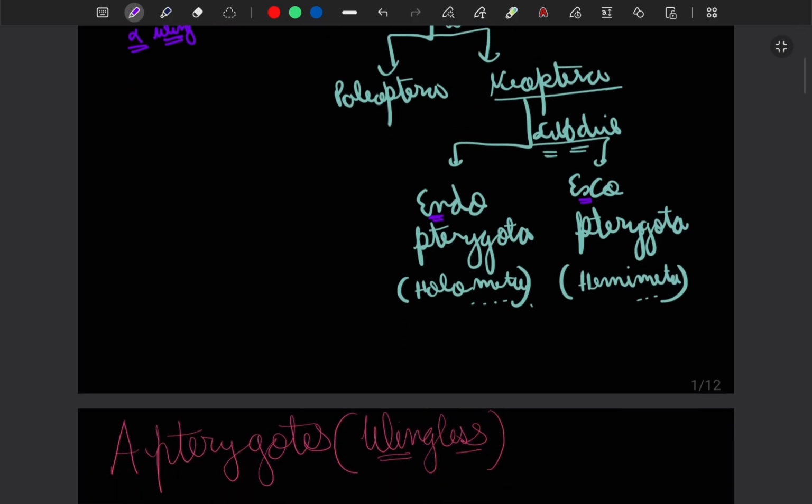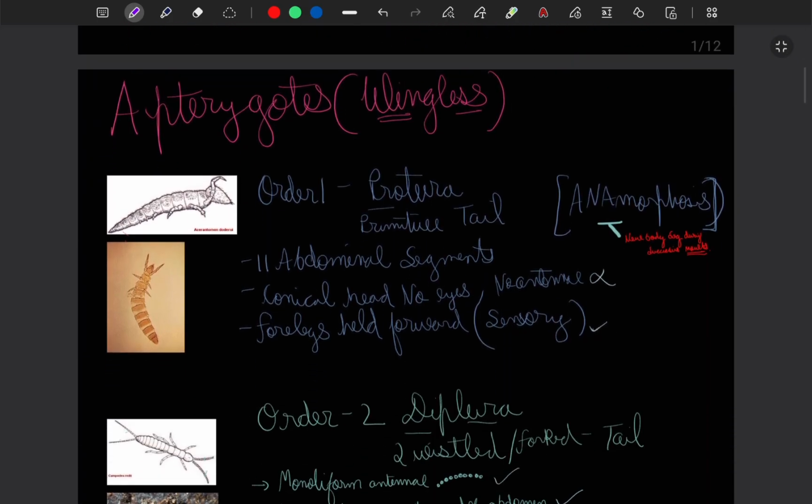Now further, starting with our first subclass, that is Apterygota. As I have told you, these insects are wingless. The first order here would be Protura. Proto means primitive and Tura means tail. That is primitive tail, its tail is like a primitive structure that you can see here.